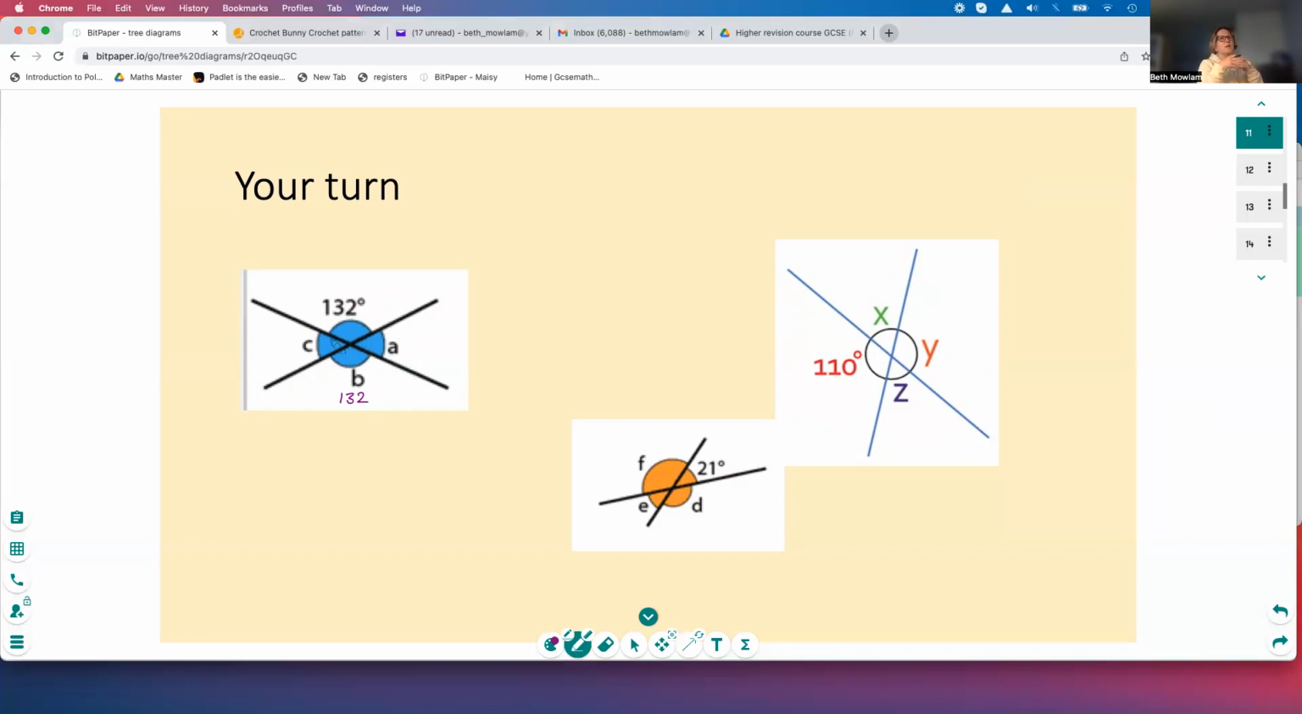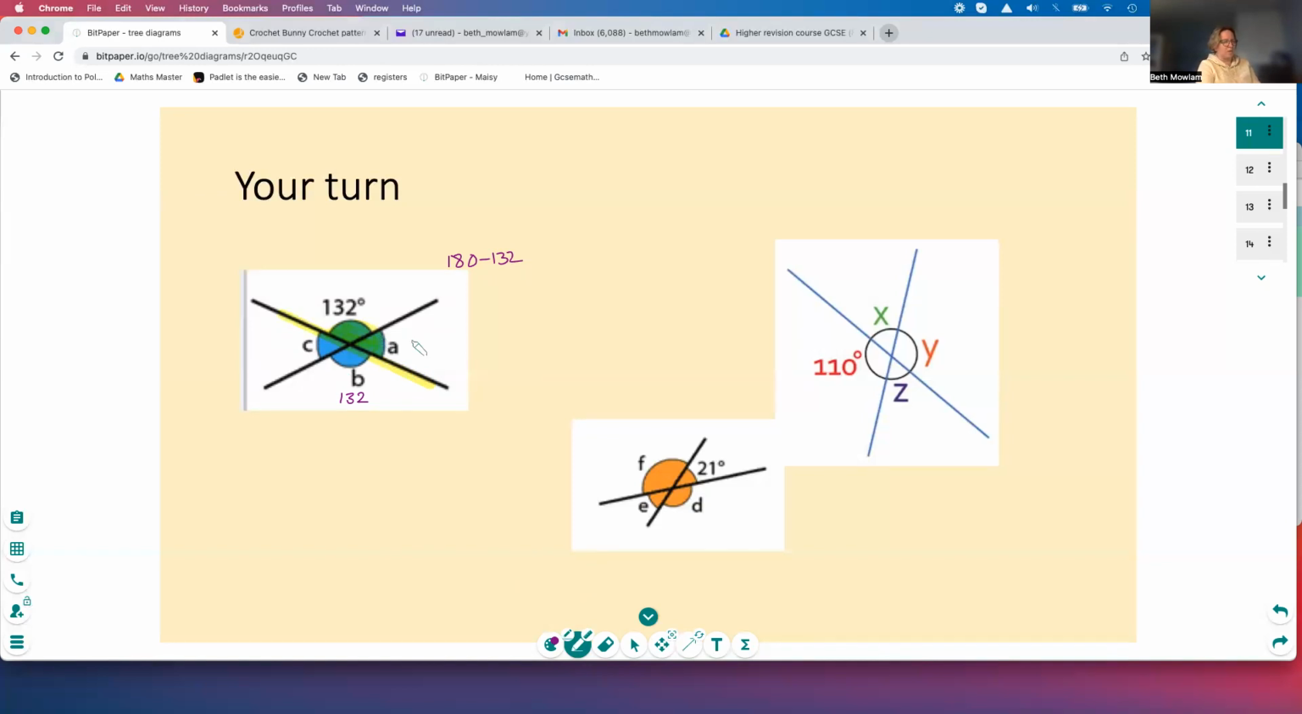We can either use angles on a straight line add up to 180, in which case we just do 180 minus 132 because we've got a straight line. Hang on, let me get a highlighter. Straight line that is going down here. So you can look on either side. There's our straight line. Those two will add up to 180. Or you can do it on the other side. Or you could look at angles around a point, add up to 360. So you could work it out that way.